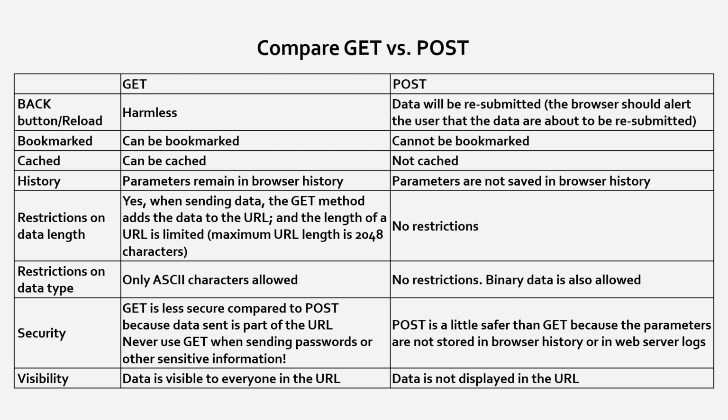When we see the visibility factor, data is visible to everyone in the URL in the case of the GET method, but with the POST method, data is not displayed in the URL. So I think this much is very clear. This comparison is important anyway. You just go through this.